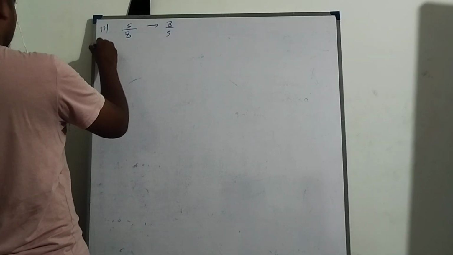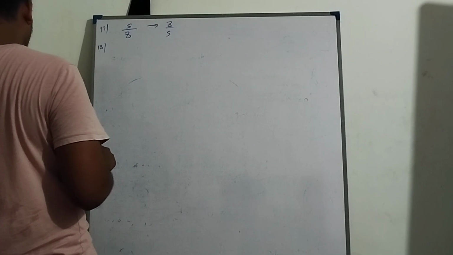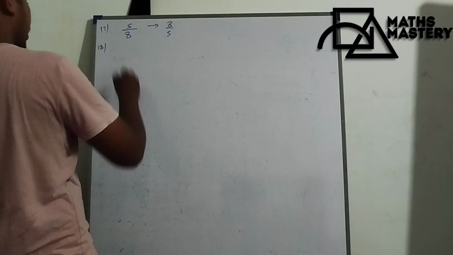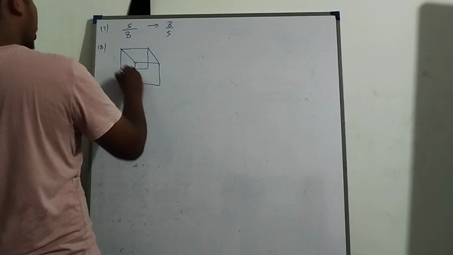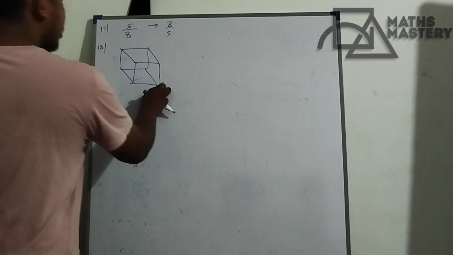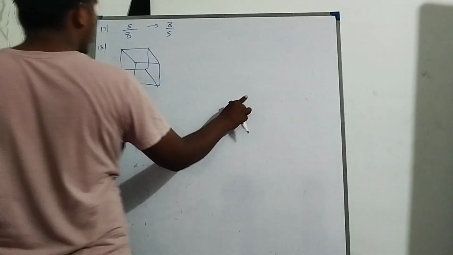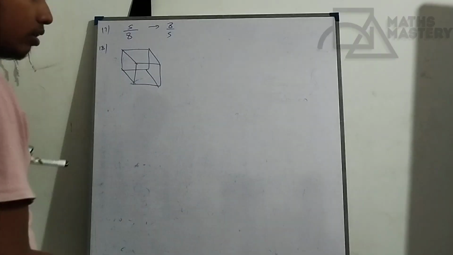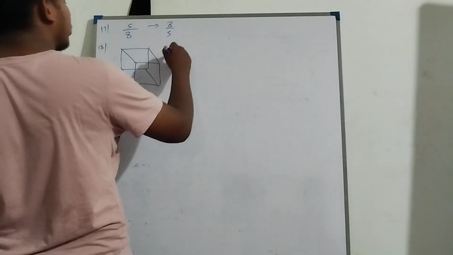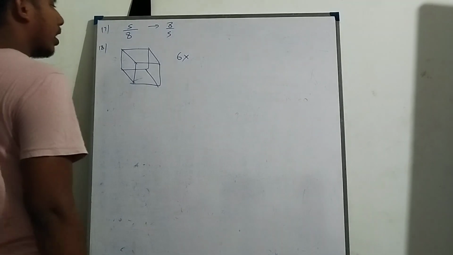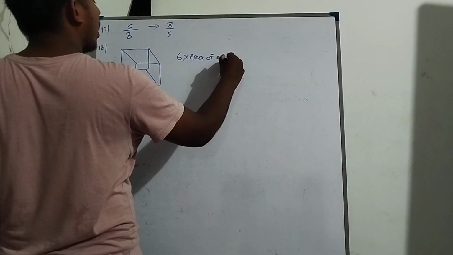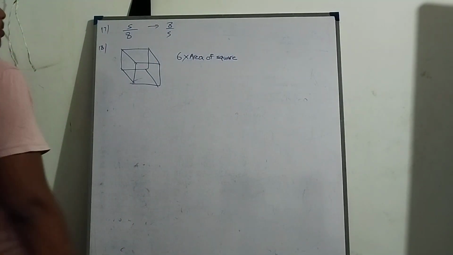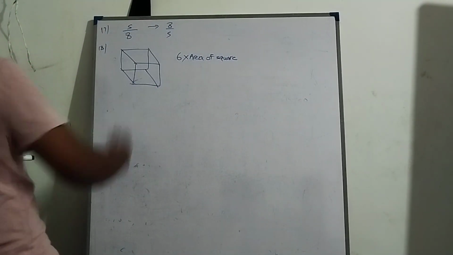Question number 18. Find the total surface area of a cube whose side length is 3 centimeters. They have given the area question. This is a cube. In a cube, students, there are 6 squares. This is a 3D figure, it's not like a square. Finding the area of a cube is equal to 6 times the area of a square, because there are 6 squares inside this cube. From 6 faces of squares, a cube is formed.